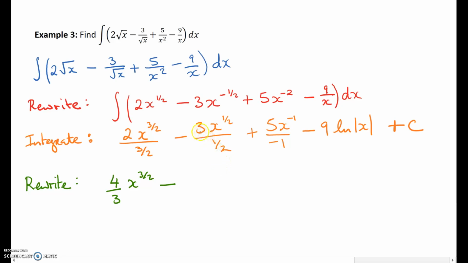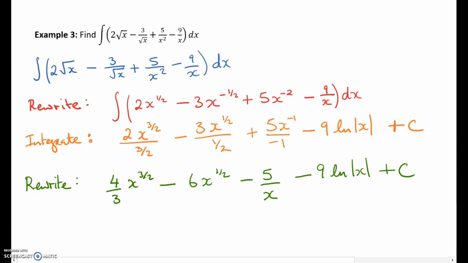Minus 3 divided by 1/2. 3 multiplied by the reciprocal. 3 multiplied by 2 is 6 x to the power of 1/2. Plus 5 divided by minus 1. Plus divided by minus is minus, 5 divided by 1 is 5. X to the minus 1, we usually write that as over x. And then this one doesn't need any simplification. Minus 9 times the log of the absolute value of x plus c.